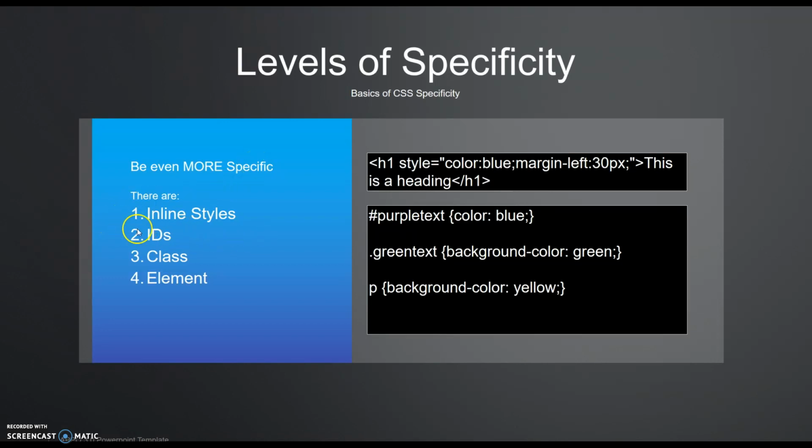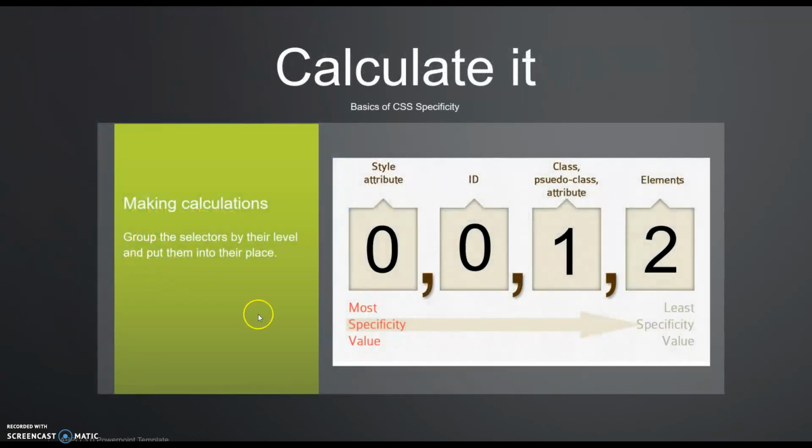And the second level is IDs, and they're more specific than classes, and classes are more specific than elements. This is how a specificity score is written. It's written from over here where we have all of our style attributes or your inline styles, like I showed in the previous slide. And then you have IDs, classes, and elements. It maybe looks like it's written like a number, but they're really more just places saying that this is the most specific over here going down to the least specific.